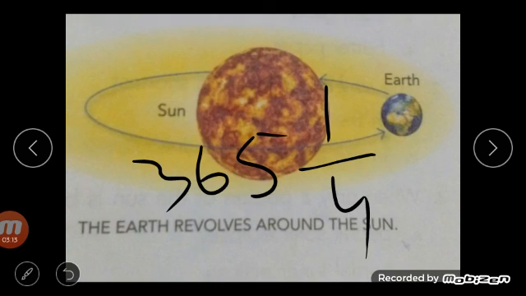So all this you have studied in this chapter. You came to know about revolution, rotation, lunar eclipse, solar eclipse, and objects like transparent, translucent, and opaque. So here our lesson is over. Just read it and try to understand. Thank you, children.